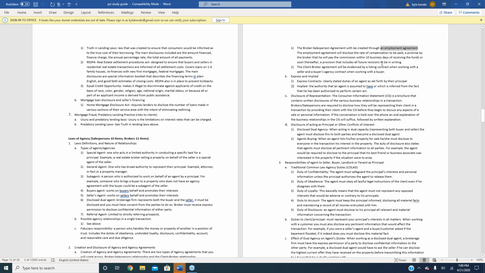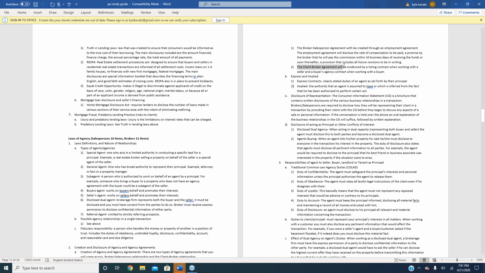In this employment agreement, you're going to have 2 main things. Number 1, the rate of compensation, in other words, your commission split. And number 2, a promise the broker is going to pay all commissions due within 10 business days of receiving the funds. So again, in the employment agreement, you're going to find, number 1, the rate of compensation, in other words, the commission split. And number 2, a promise the broker is going to pay all commissions due within 10 business days of receiving the funds. The key word really is receiving the funds.